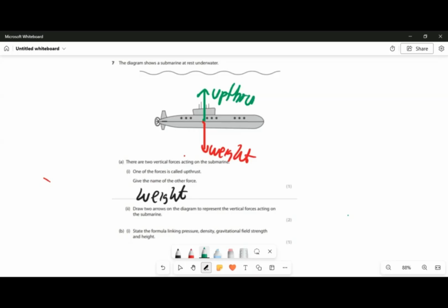The other thing you have to consider when you are drawing this diagram is this. You know that the resultant force here is zero. Since the resultant force is zero, upthrust should be equal to the weight. Therefore, the size of these two arrows should be equal. That means the lengths of these two arrows should be equal.